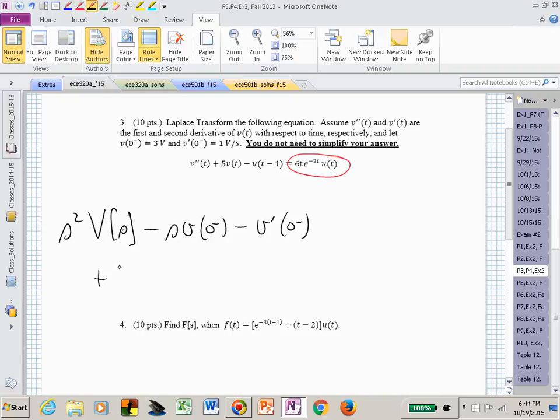Then the second term is just 5 V of s. This is fine if you write it down this way, but please show me your work. This is all that I need you to show me, though. Then what's the next one?